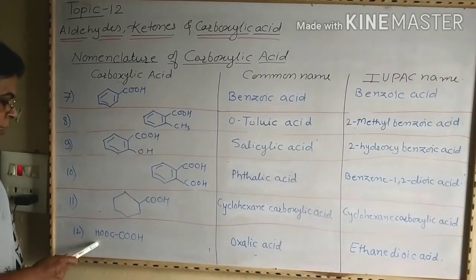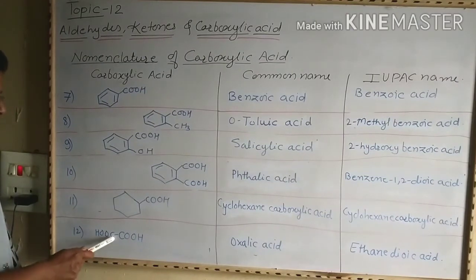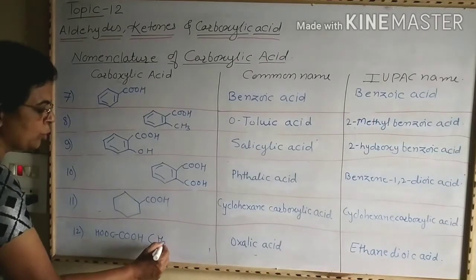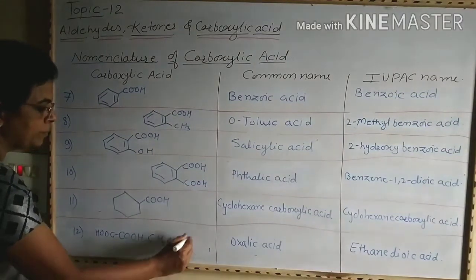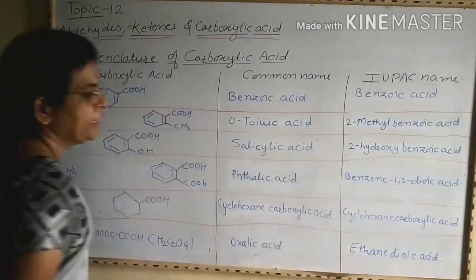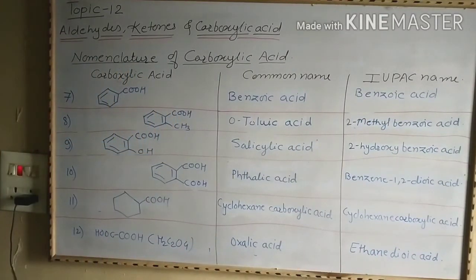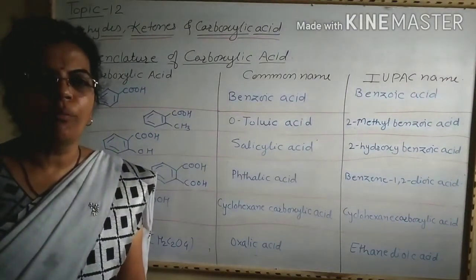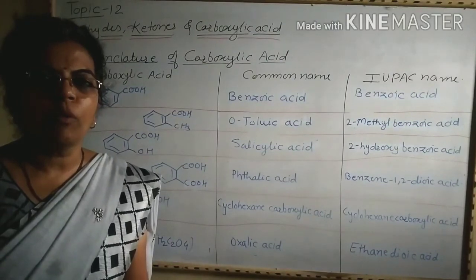And this last one, here there are 2 COOH groups attached to each other, COOH, COOH. Name of this compound is oxalic acid. Molecular formula of this compound is H2C2O4. IUPAC name of this compound is ethanedioic acid. This is all about the nomenclature of aldehydes and carboxylic acid.